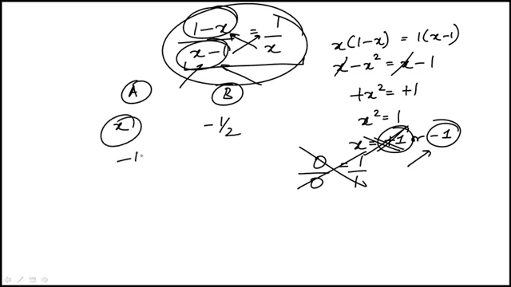So this quantity a is equal to minus 1. And here minus half is greater, so the correct answer is B.